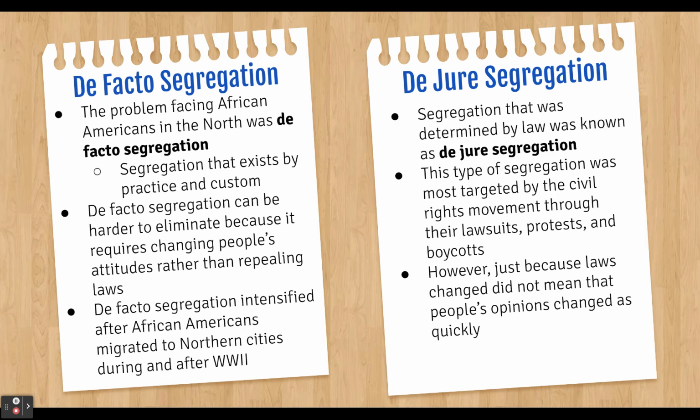De jure segregation. Segregation that was determined by law was known as de jure segregation. This type of segregation was most targeted by the civil rights movement through their lawsuits, protests, and boycotts. However, just because laws changed did not mean that people's opinions changed as quickly.